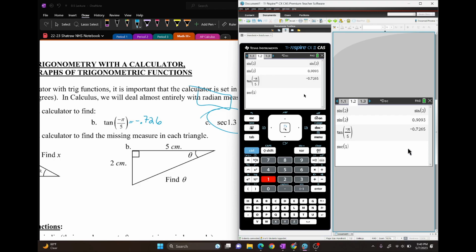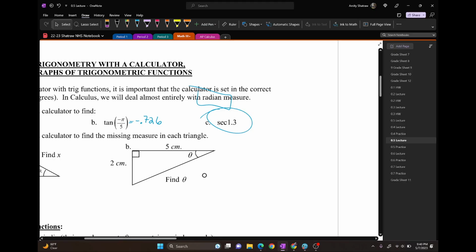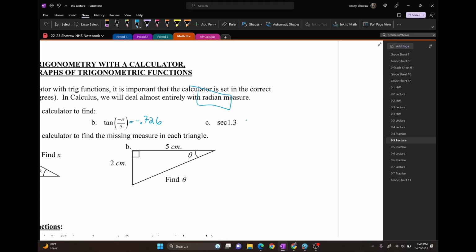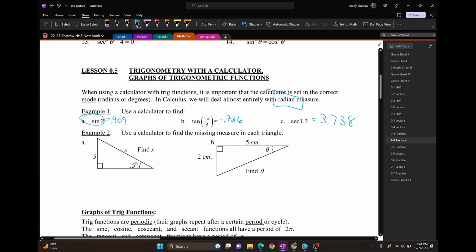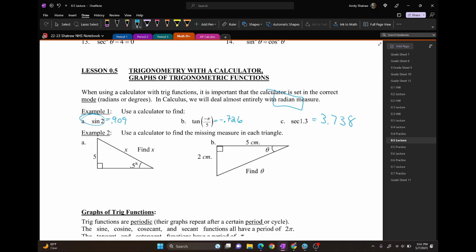And then secant of 1.3 would be right here. Secant of 1.3. Again, control enter. And boom, you have 3.738. Now, just a word to the wise, whenever you're doing sine or cosine, your number should be between 1 and negative 1. Okay, that's unless there's a multiplier in front, which we'll take a look at in a minute.